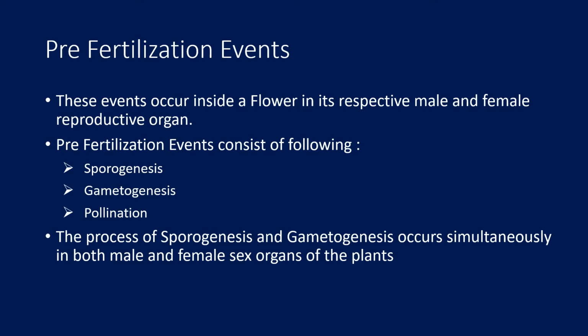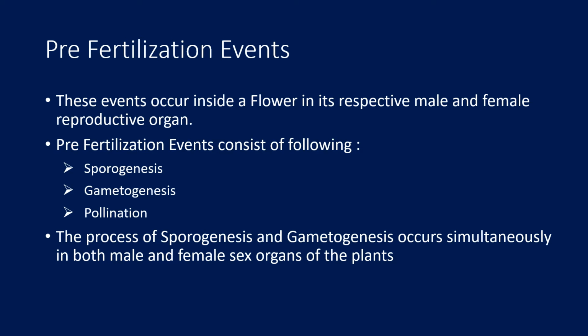Firstly, we discuss the pre-fertilization event. These events occur inside the flower in its respective male and female reproductive organ. Pre-fertilization event consists of the following three stages: sporogenesis, the formation of haploid spores from sporogenous tissue; gametogenesis, the structure and development of gametophyte from the haploid spores; and the third one is pollination, the transfer of gamete from anther of the stamen to the stigma of the carpel.